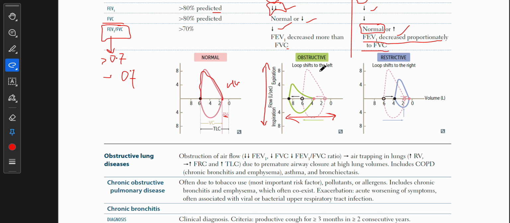So basically in obstructive diseases, this loop shifts to the left. So 8 liters of air is trapped in the lungs, and this right here is residual volume. We have 2 liters of residual volume here, but we have 4 liters of residual volume here. So a total of 8 liters of air is there in obstructive lung disease. And in restrictive lung disease, this loop shifts to the right. There is a decrease in residual volume, and there are only 3 or 4 liters of air in our lungs. That is what it is.